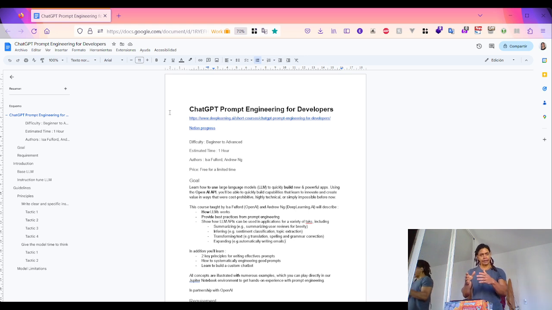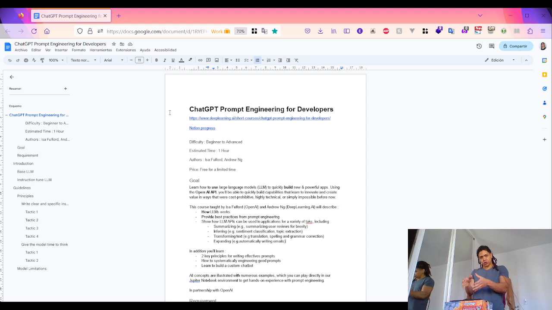In this course, they teach you how to use LLMs to build new powerful applications using the OpenAI APIs. So you'll be able to quickly build new capabilities that innovate and provide value in ways that were traditionally cost prohibitive, highly technical, or impossible before now.